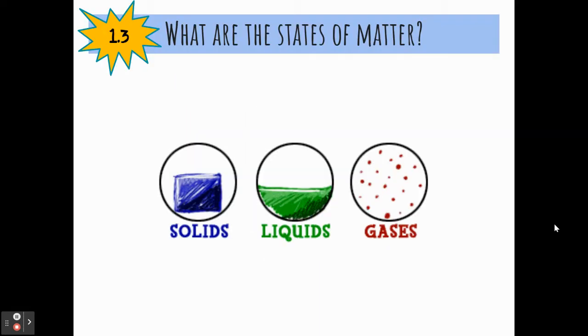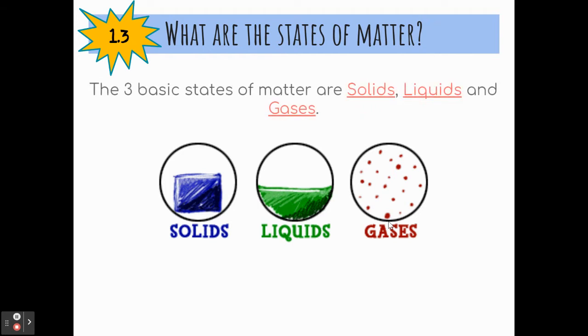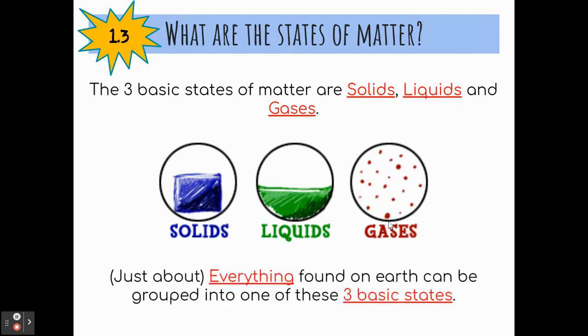So, what are the states of matter? There are 3 states of matter: solids, liquids, and gases. Remember, you're writing down whatever's in red in your notes. Pause the video if you need to. Just about everything found on Earth can be grouped into these 3 basic states.